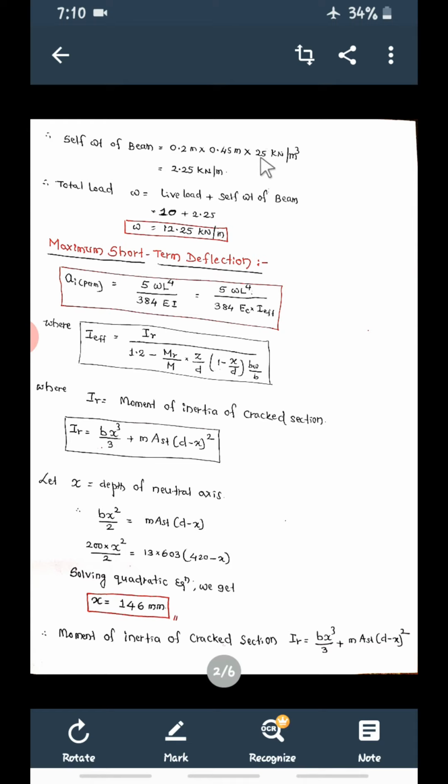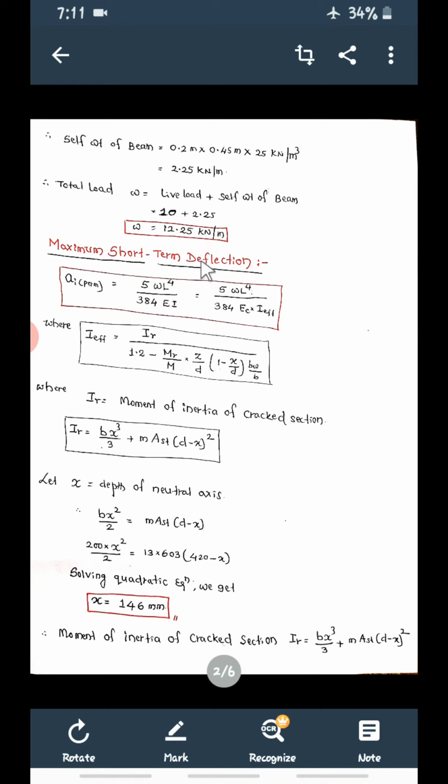For RCC, the reinforced concrete density will be 25 kilonewton per meter cube. This is in meter cube, so that's why these two are substituted also in meters. So 0.2 into 0.45 into 25, this is 2.25 kilonewton per meter. This is self weight of the beam. So total load is what now? Live load is given and we have calculated this self weight. So the total load will be 12.25 kilonewton per meter, live load plus self weight. This is small w. It is in the form of UDL.